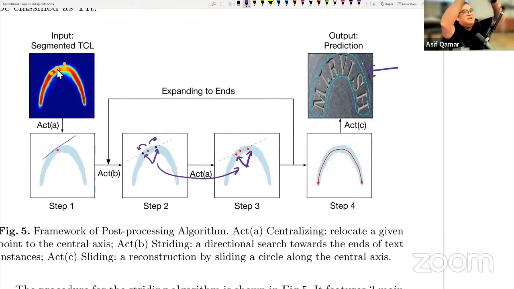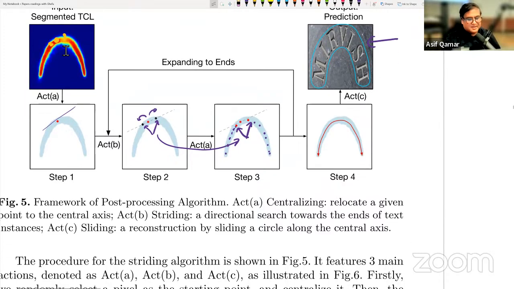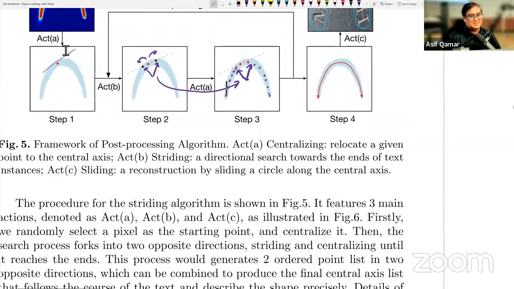Once you bring them to the nearest center line point, you take one stride in opposite directions and then you drift towards the center, the maximum peak. So you do this. And if you keep striding like this, then dot, dot, dot, dot, dot, you will end up with this curve. Make sense? Right. You'll end up with this curve. So this striding reconstructs the text by slicing a circle along the center.